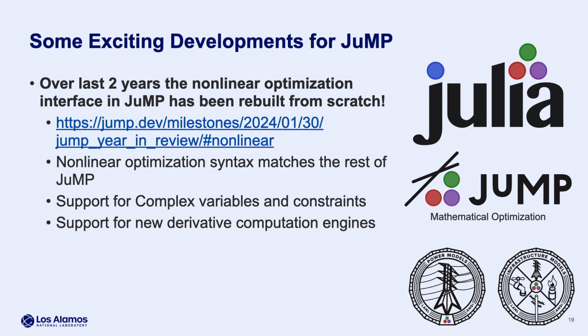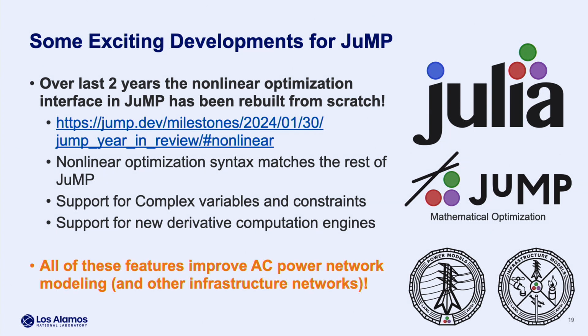The new syntax matches everything, so there's no @NL anymore. So it's very easy to use. But the things that are really interesting for optimal power flow are that we now have support for complex variables and constraints, which will make your modeling life a lot easier. And we have new support for derivative computations. I will show you why these are so important. These have made AC optimal power flow modeling in Julia a lot better, and they're great for other infrastructure networks as well.